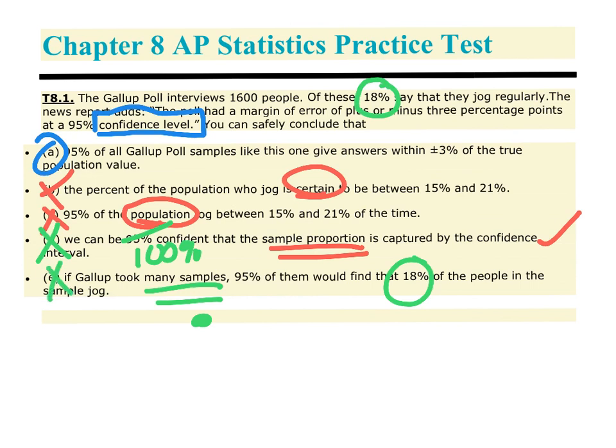Thus, when you read a letter A, it's going to be 95% of the Gallup poll samples, like this one, give answers within plus or minus 3% of the true population value. And it just talks about various samples.